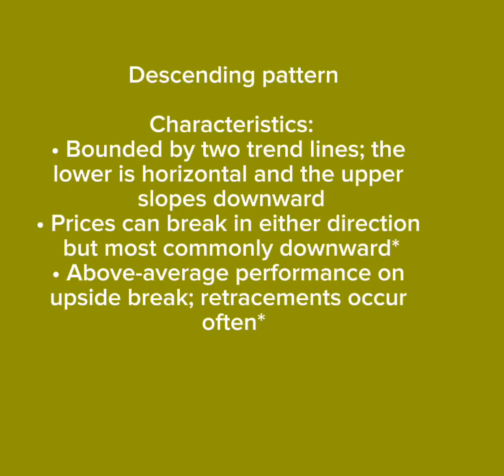Descending pattern. Characteristics: bounded by two trend lines, the lower is horizontal and the upper slopes downward. Prices can break in either direction, but most commonly downward*. Above average performance on upside break. Retracements occur often*.